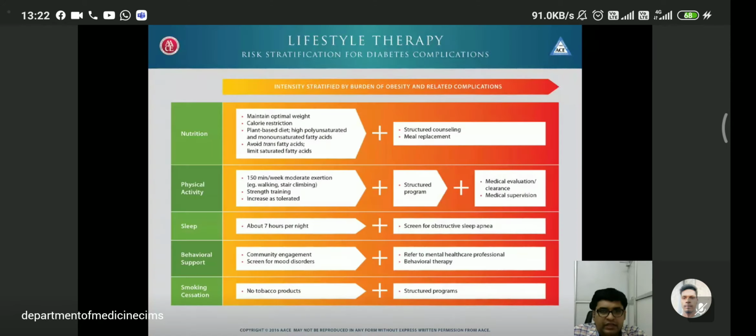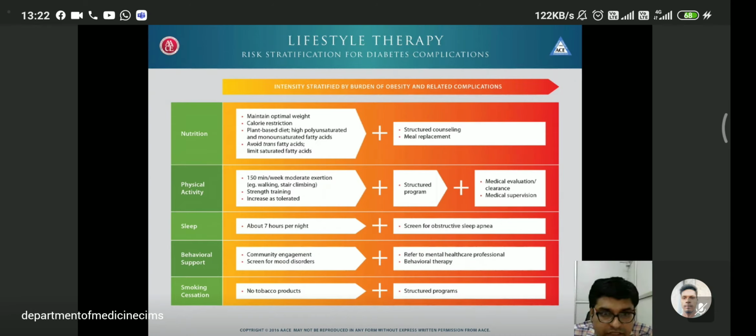We will proceed. Here you can see a chart showing the lifestyle therapy. On the left border you can see, in green, the headings we control. Main nutrition: they should maintain optimal weight. In diet there should be calorie restriction. Plant-based diets are promoted, and unhealthy diets are avoided. And physical activity is very important.